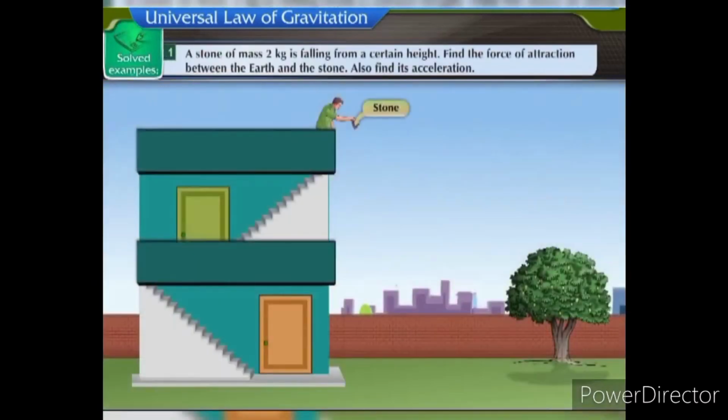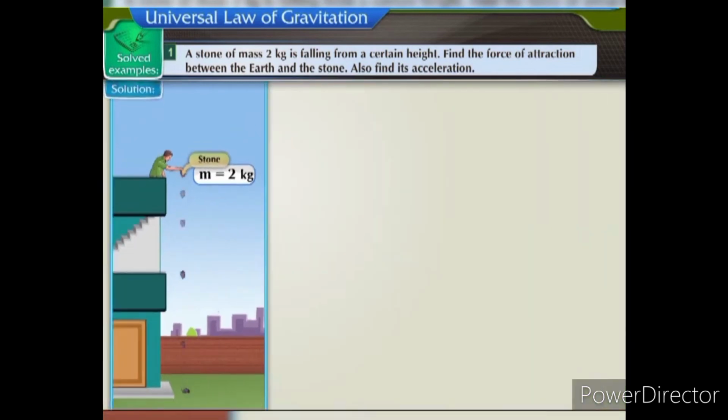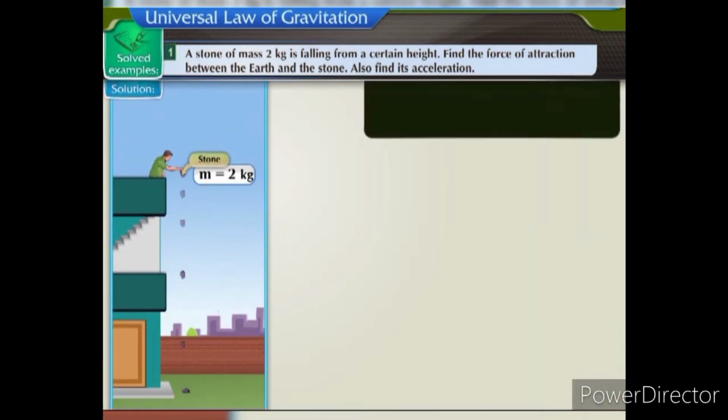Solved examples. A stone of mass 2 kilograms is falling from a certain height. Find the force of attraction between the earth and the stone. Also, find its acceleration. Solution. First, let us write the given quantities.